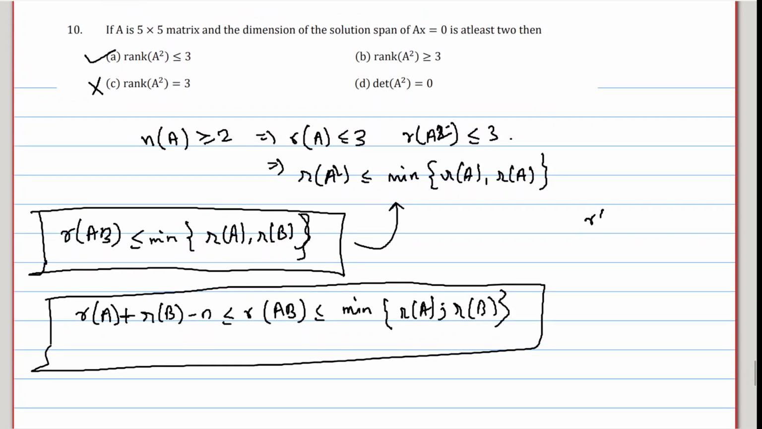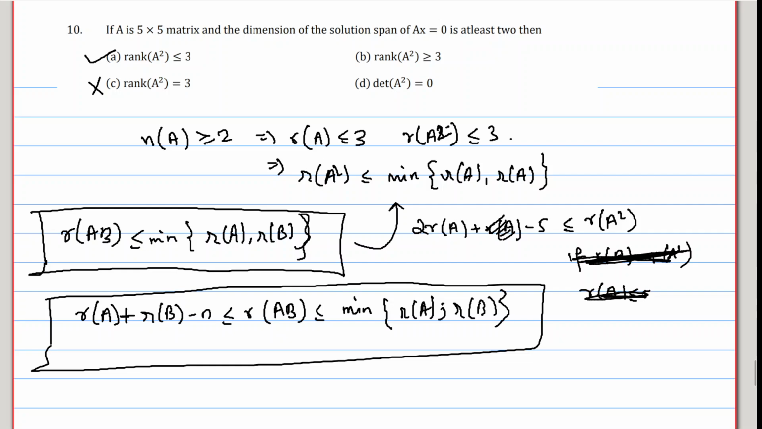Now, rank of A square is greater than or equal to rank A plus rank A minus 5, so this is twice rank A minus 5. If rank A and rank A square are the same, then rank A is less than or equal to 5. That is not creating any trouble.